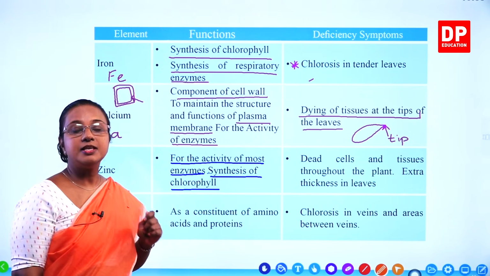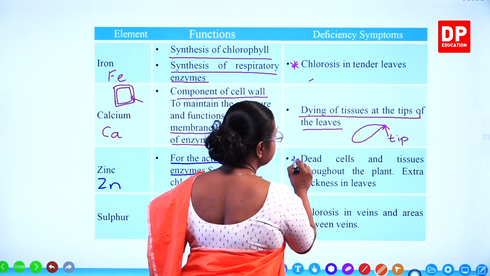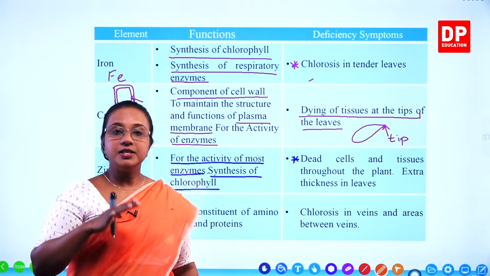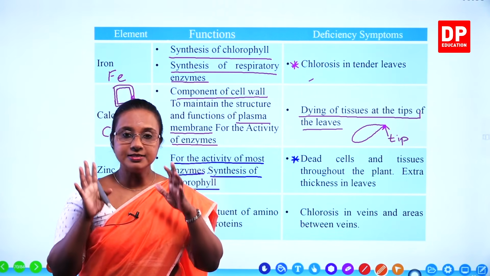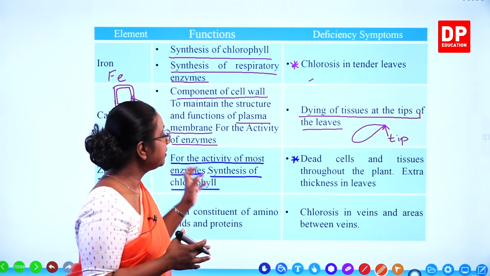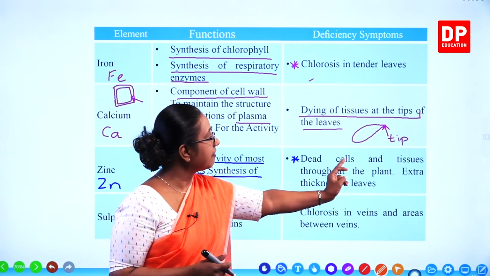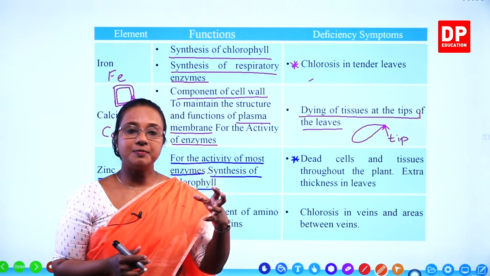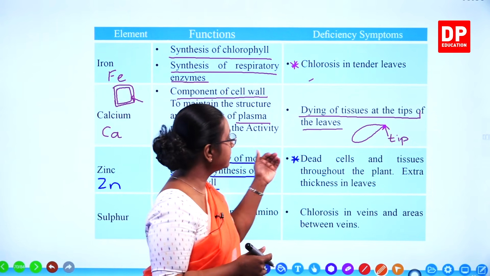So, if this is deficient in the plant, there will be dead cells and tissues throughout the plant. If it is a normal, healthy plant, you will see that the stem, the leaves, everything will be fresh. But if the plant is deficient in zinc, then you can see there will be dead cells. You will see brown color, dark brown color patches where it's very dry because of the dead cells.